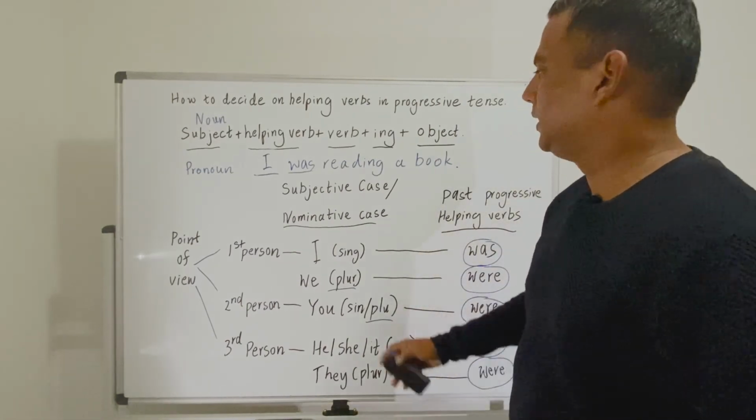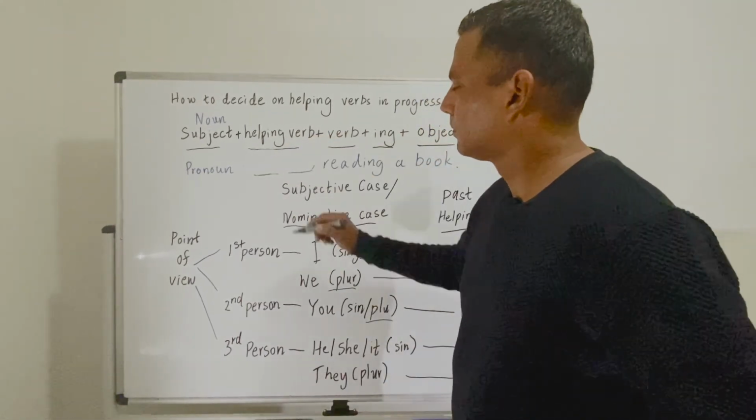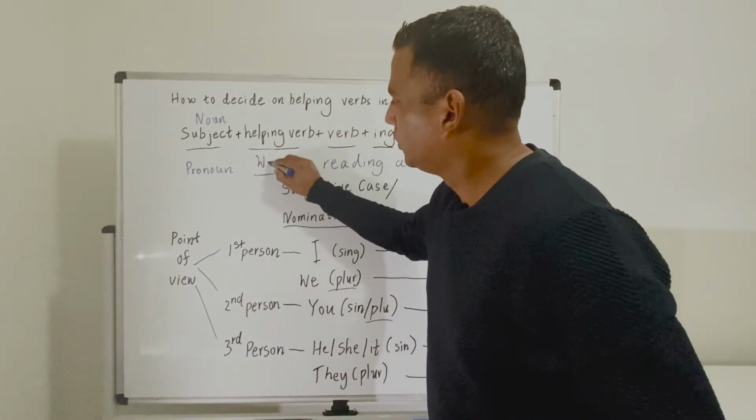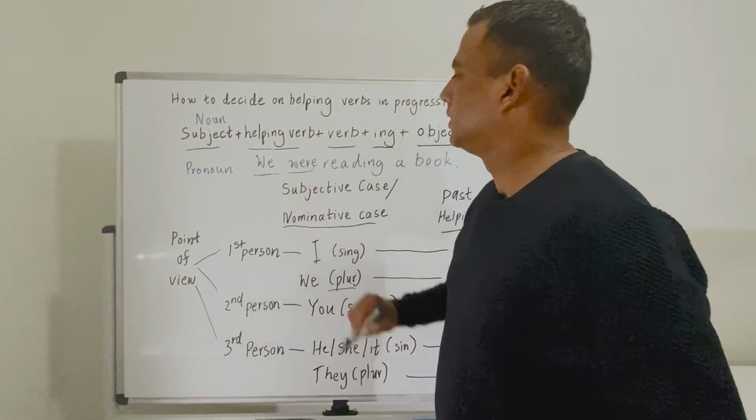So I was reading a book. And instead of I, if we use we were. You can say we were.